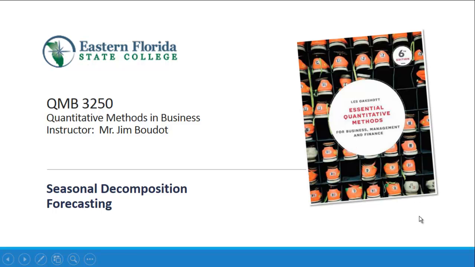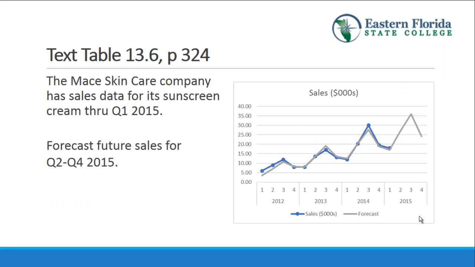This video is on seasonal decomposition forecasting, Chapter 13 in your text. We will be working an example from your text. Table 13.6 on page 324 contains the data that we will be using.